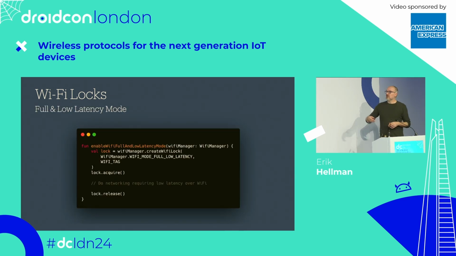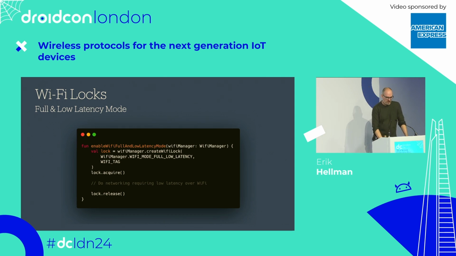Easy to use, you get the Wi-Fi manager, you say create a Wi-Fi lock, you pass in the tag for the Wi-Fi mode full low latency, give it a name, you say acquire, you do your stuff, and when you're done, you say release. There are some requirements here. The app has to be in the foreground, it has to be connected to an access point, etc. So you can't do it in the background.